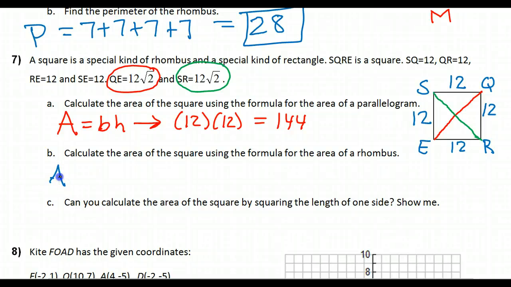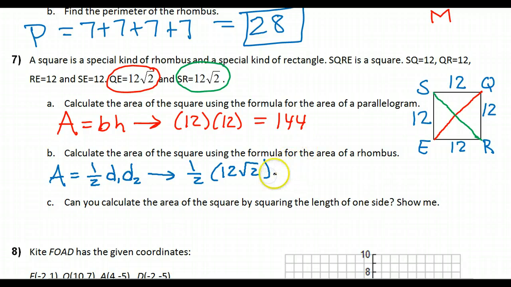So let's do that. Area equals 1/2 diagonal 1 times diagonal 2. Now remember, the red and green here are my two diagonals. So that's going to be 1/2 times 12 radical 2 times 12 radical 2. If you put that in your calculator, guess what you get? 144. We better get the same answer because it's the same square. It better have the same area no matter how we calculate it.